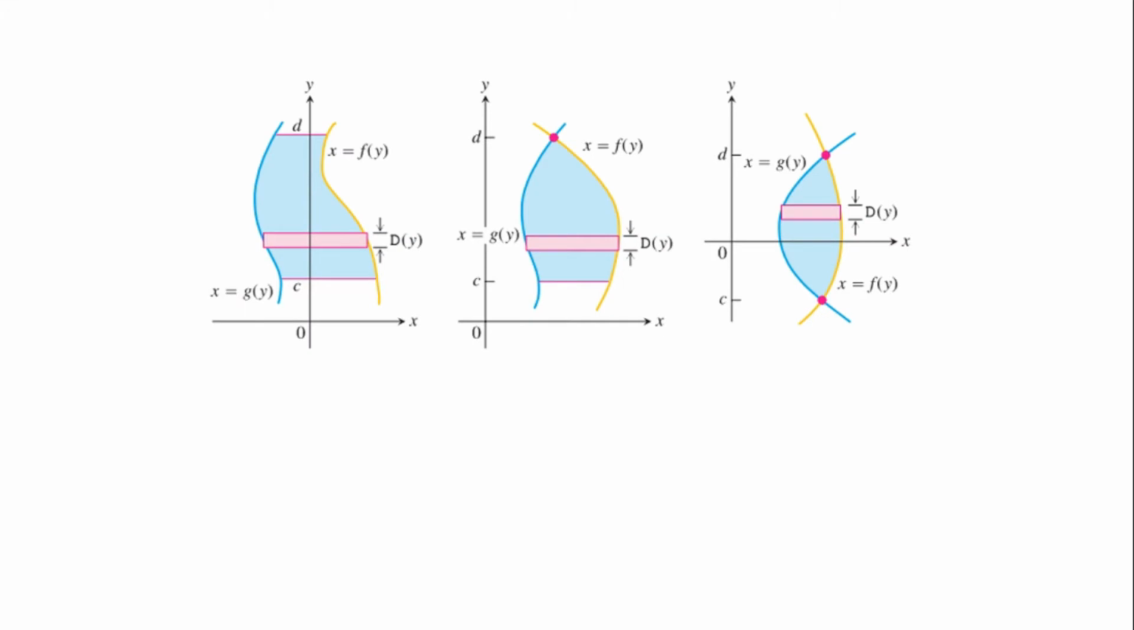Analogously for integration with respect to y, we can use that formula for f(y) and g(y). f(y) always denotes the right-hand curve and g(y) the left-hand curve. So the formula for integration is f(y) minus g(y). The formula is A equals the integral of f(y) minus g(y) from c to d, where c and d are on the y-axis.